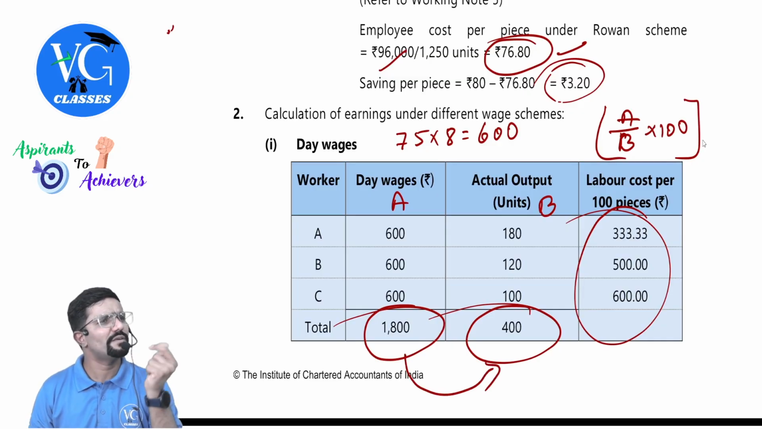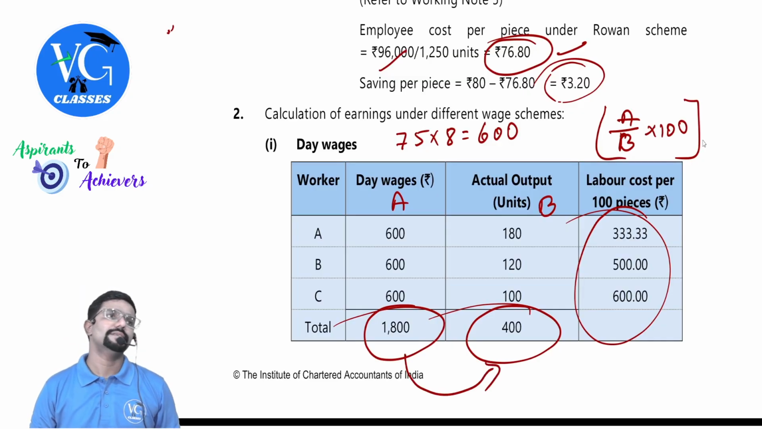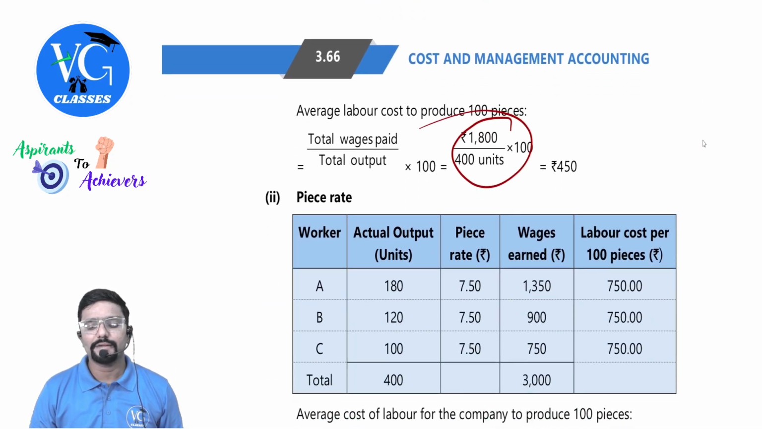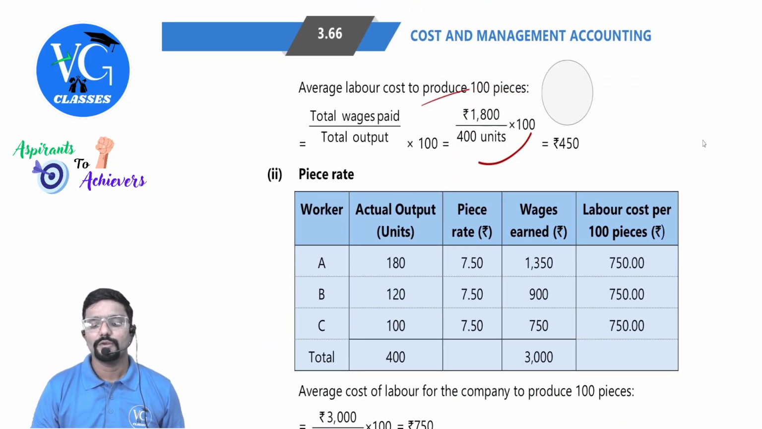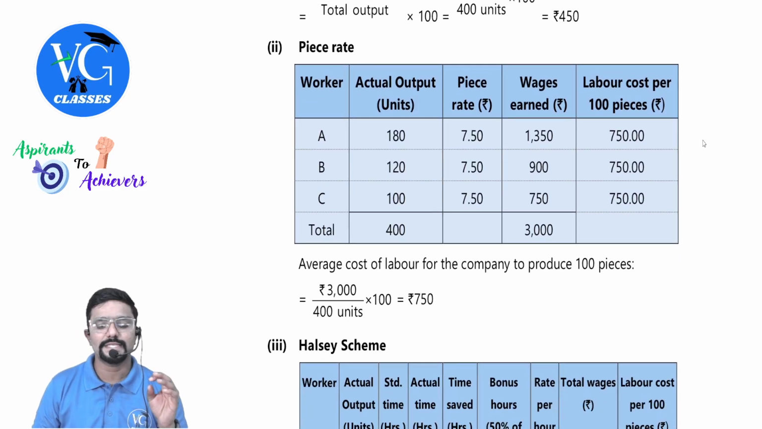You will get average cost per unit? Yes. Multiply it with 100. That gives 450, guys. Okay. Coming to piece rate system.